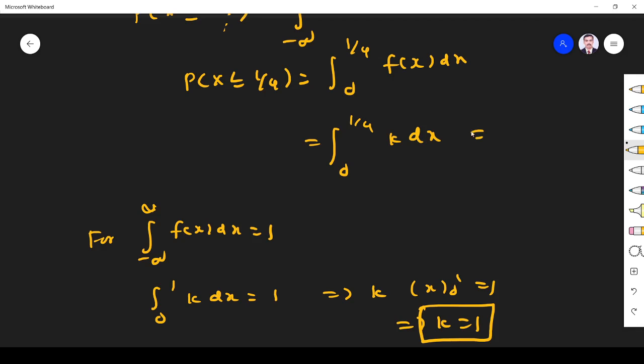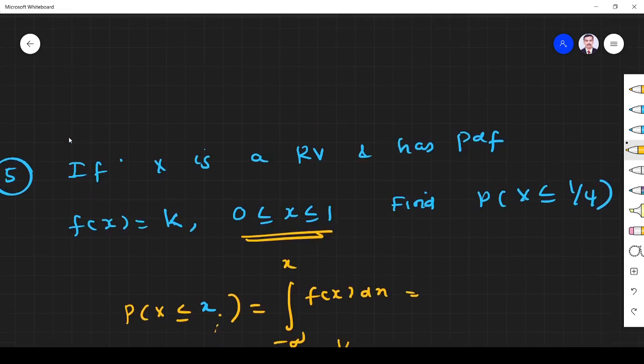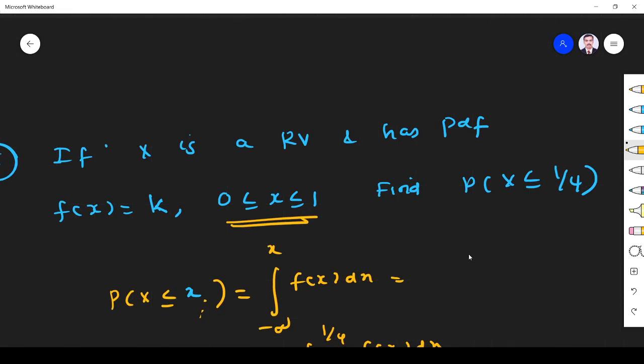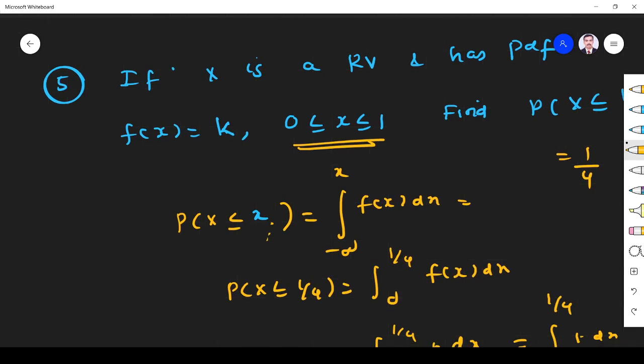I substitute that k value here. The integral from 0 to 1 by 4 of 1 into dx, so it is x from 0 to 1 by 4. So that is 1 by 4. So the probability of x less than or equal to 1 by 4 is 1 by 4.